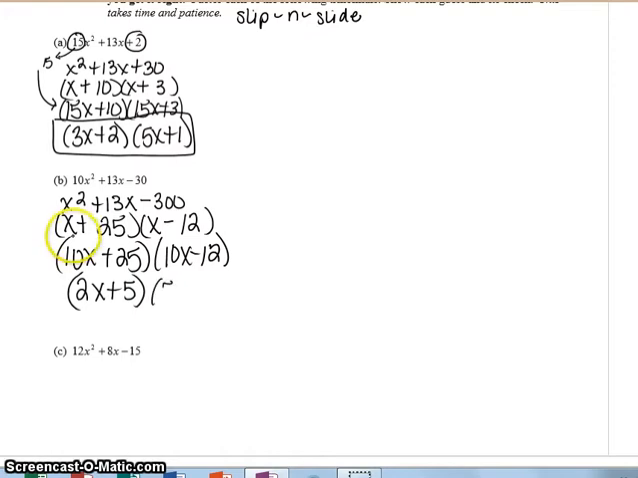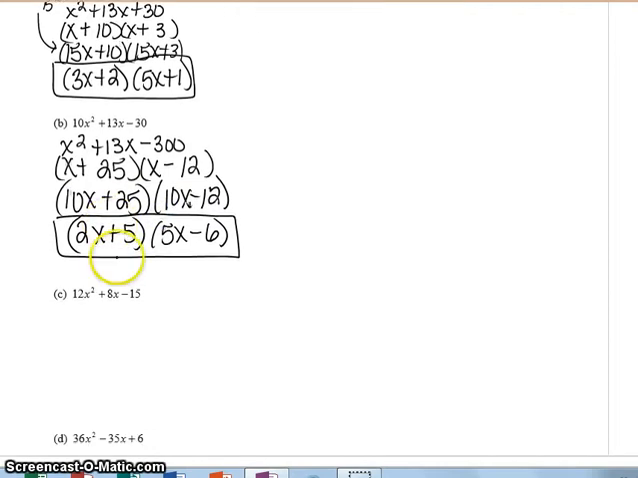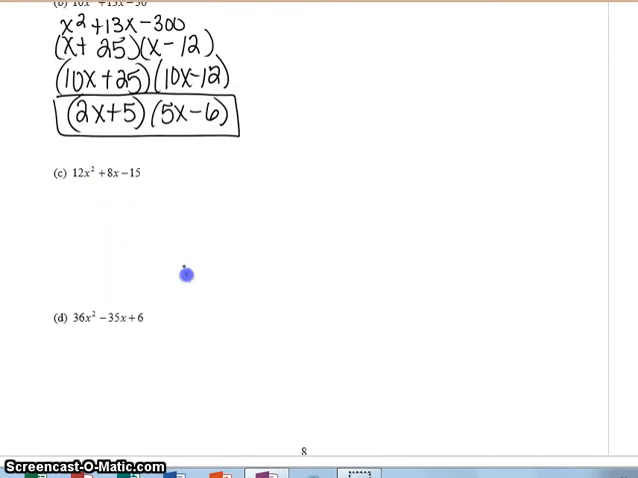So I'm going to slip and slide. So x squared plus 29x, and 8 times 12 is negative 96. Don't forget the signs. Factor this. So what two things multiply together to give me a negative 96, but would add to a positive 29? It's 32 and 3.